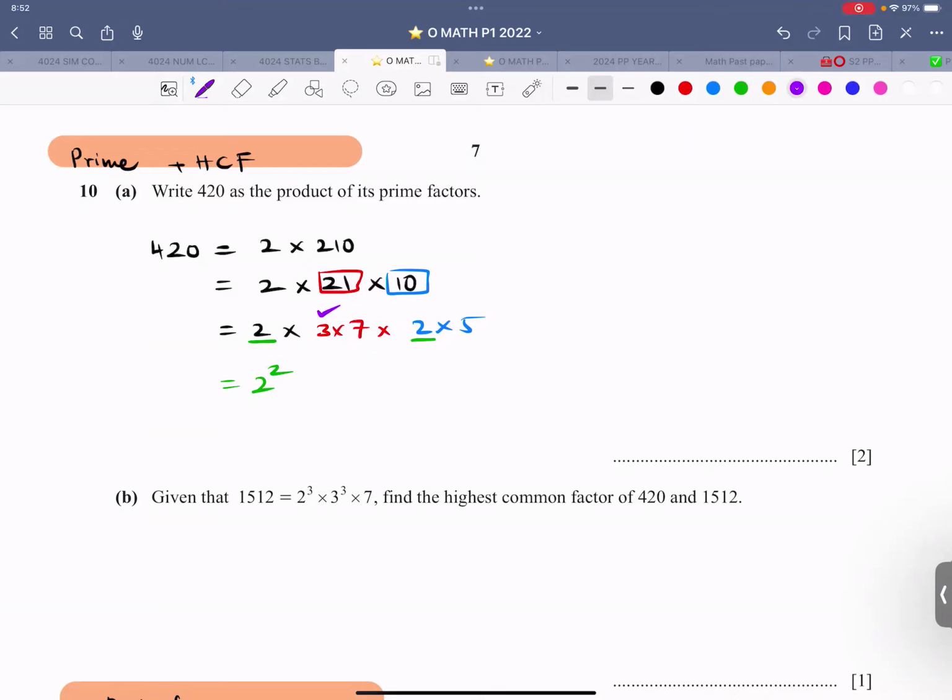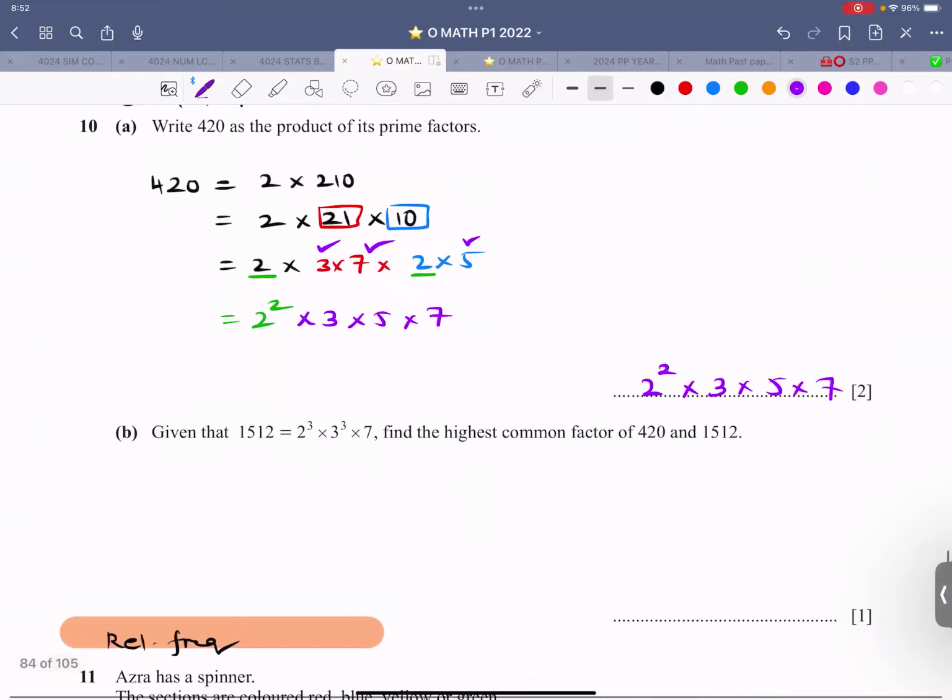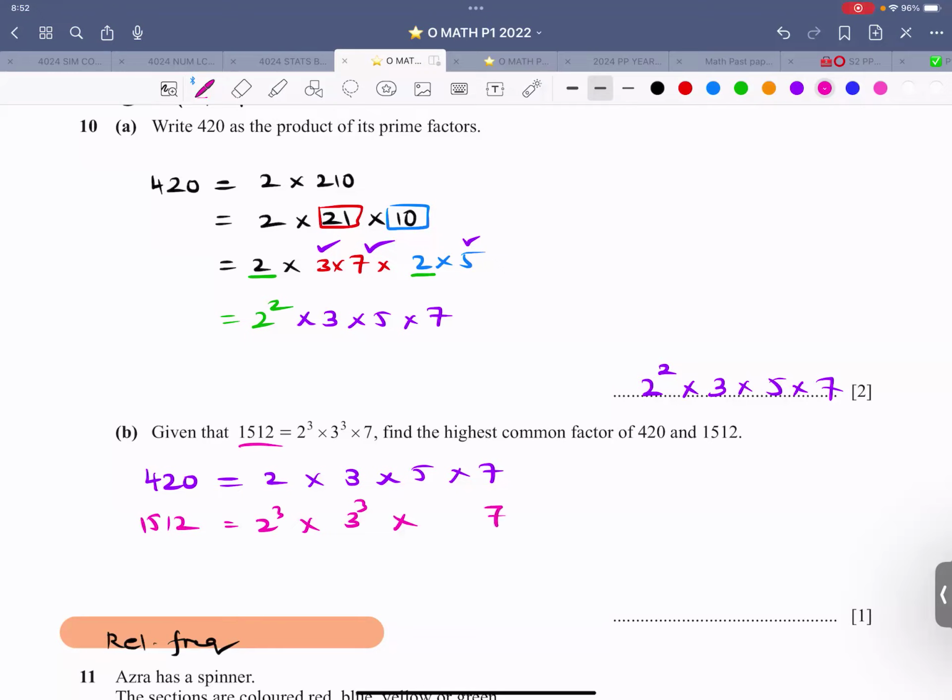And then I have a 3. So that is multiplication by 3, multiplication by 5, multiplication by 7. So that's 2 square into 3 into 5 into 7. That is 420. So let me write over here again, because the second part is asking for HCF. That's 2, 3, 5, and 7. And then I have 1512, that's given. That is 2 cube into 3 cube. There is no 5 and there is 7.